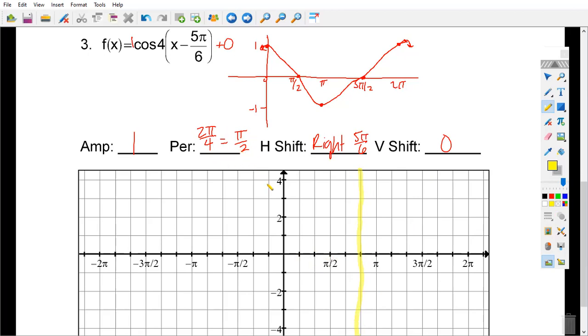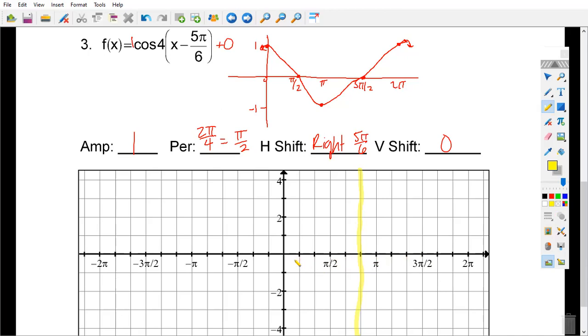Okay? The next thing you want to look at is your period. Your period is saying that from 5 pi over 6, it's going to take me pi over 2 to make my phase. Okay? So pi over 2 in terms of this chart, since I'm counting by 6s, would be 3 6s. Does that make sense? Tell me if you don't see why it's 1/6. From 0 to pi, there's 1, 2, 3, 4, 5, 6 marks. So each one of these is pi over 6.